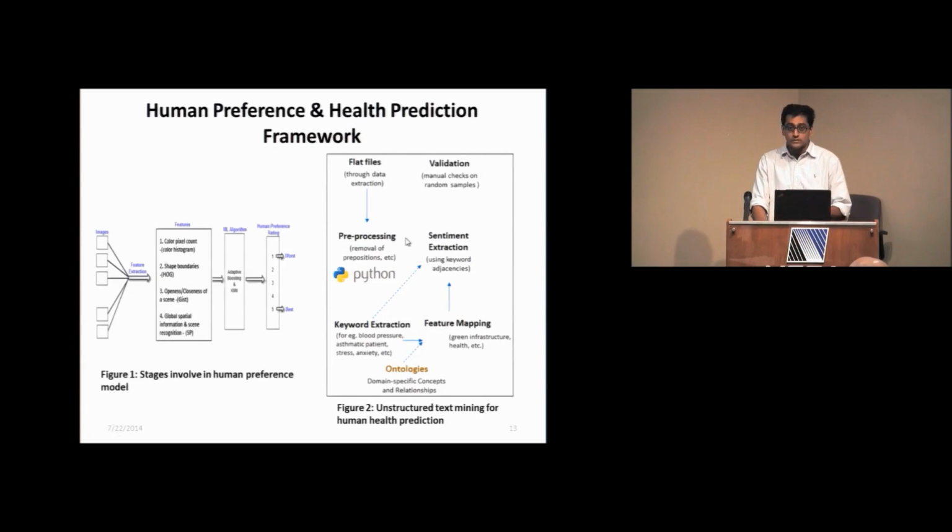This is still an initial stage. So it's for predicting human health, how human health is associated with green infrastructure and human preferences. There's a difference in human preferences and human health. So we are basically looking for text mining approach. This is a typical sentiment analysis. We will be using natural language toolkit from Python to do some feature mapping of those sentiments, keywords like blood pressure, asthmatic, stress, anxiety, those kind of feature extraction.